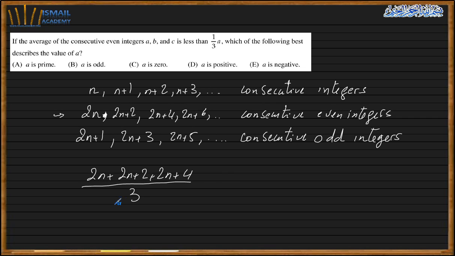It's less than 1/3. Let me name this: this is going to be my A, this is my B, and this is 1/3, 2. Which of the following is best? Positive, negative, we don't know. So what I do here, I'm going to solve the inequality.